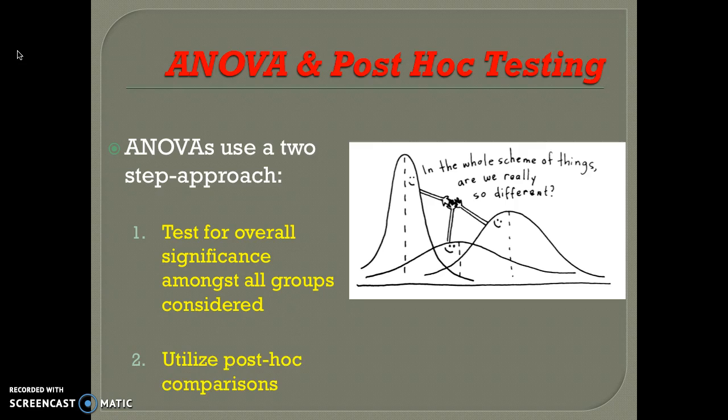So that brings us to the second step that we have to perform. Once we've discovered that a difference exists somewhere within our groups, then we can do what's referred to as a post hoc comparison, which allows us to figure out which of the 3 groups might differ from one another statistically. So this allows us to make multiple comparisons without inflating our error rate.